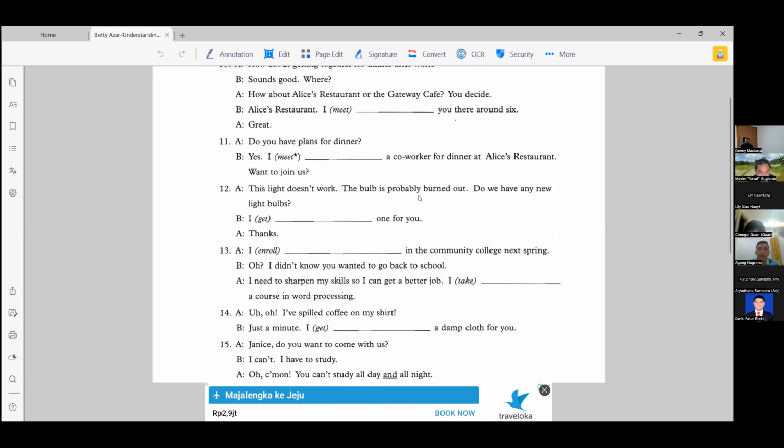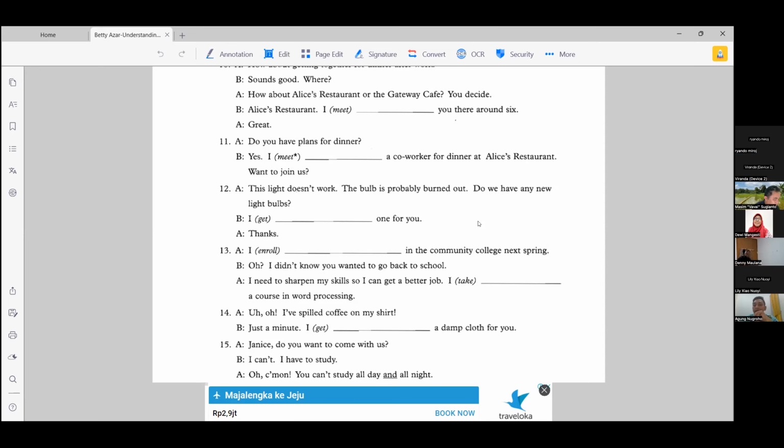Okay. Number 11. Would anyone like to try number 11? Riando, go on. Yes, sir, thank you. Do you have plans for dinner? Yes, I'm going to meet a coworker for dinner at Alice Restaurant. Want to join us? Yeah, I'm going to meet. That's good because this is the plan. This is the prior plan, not the willingness, but the prior plan. Well done, Riando. Number 12.